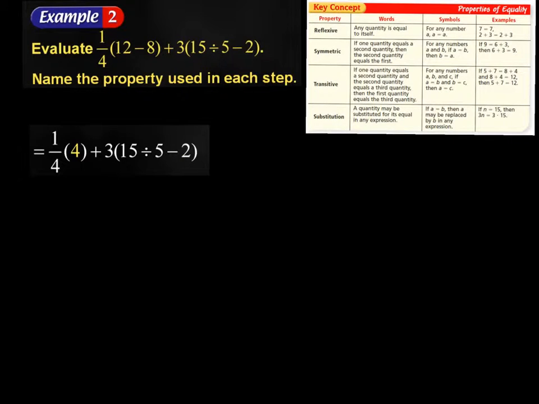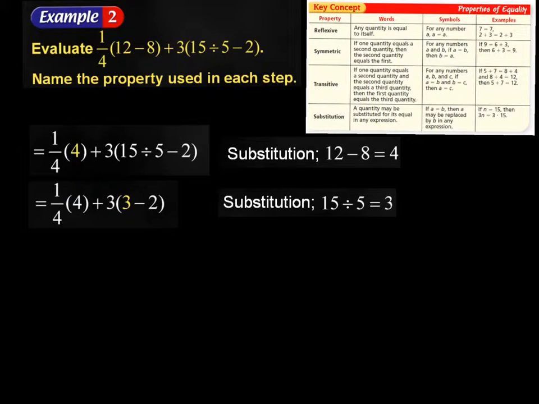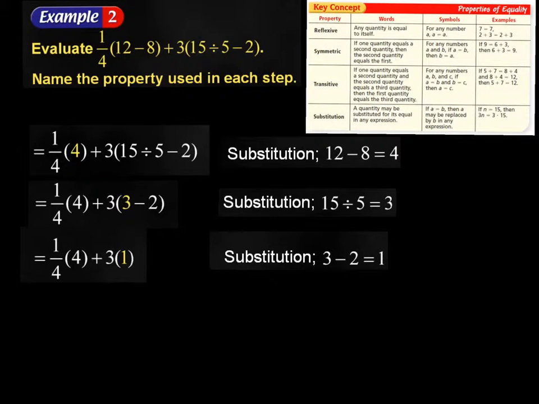So in the world of PEMDAS, we would start inside our parentheses. So they said 12 minus 8 is 4. So they substituted a quantity for its equal. Substitution is the name of the property. The next thing we do with PEMDAS is divide 15 by 5. So that's also substitution. Sure enough, 3 minus 2 is 1 is still substitution.